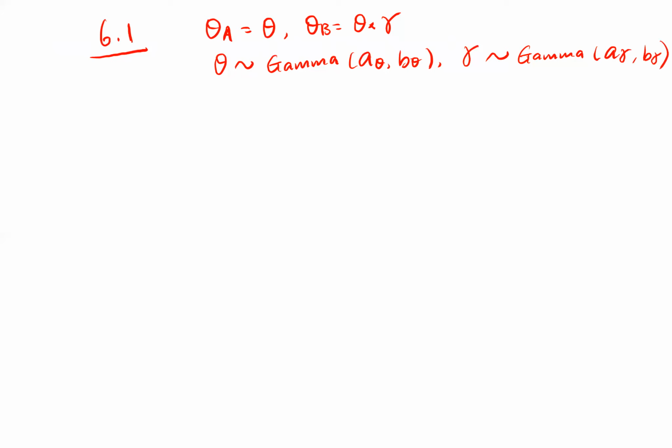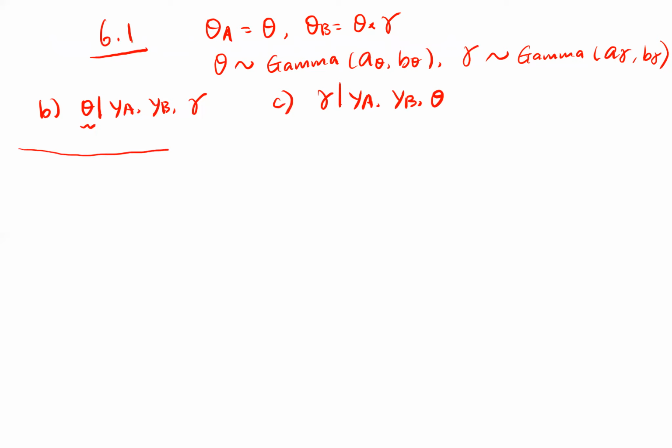We don't have to worry about A. Let's maybe just jump into the full conditional. So you see that part B asks you for the full conditional for theta given YA, YB, and gamma. And part C is asking you to get gamma given YA, YB, and theta, right? So this is all full conditional because now it's the parameter that you're working on given everything else, okay? So how can we set this up? Don't forget, the likelihood is Poisson. That's what the question tells you.